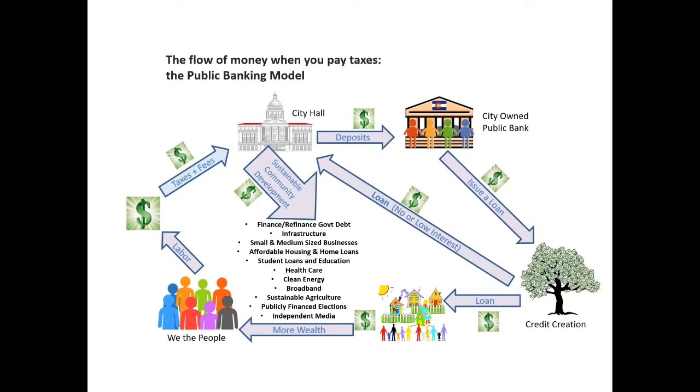All right then. Now, with respect to this other model, with the public banking model, you will see that, again, we, the people, we start here providing labor. They make an income. That income is taxed, as well as fees being paid. Then this money goes to the city hall. And then instead of these deposits being put into a private bank, they're put into a city-owned public bank. It can also be a state public bank.